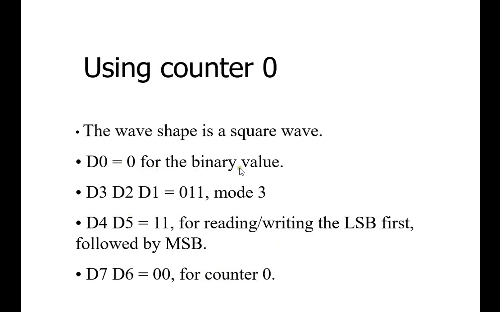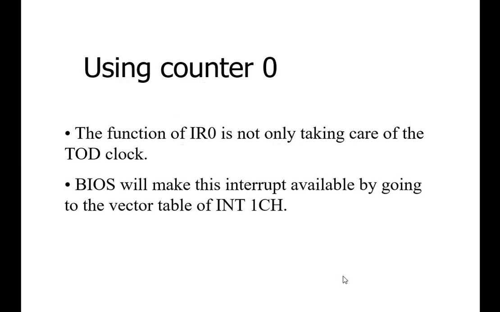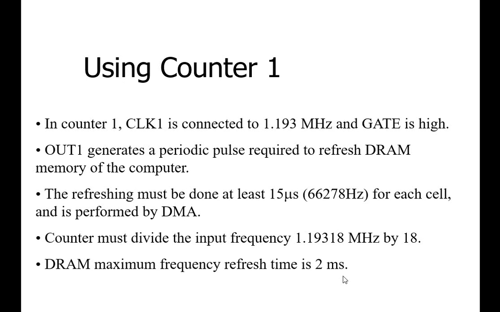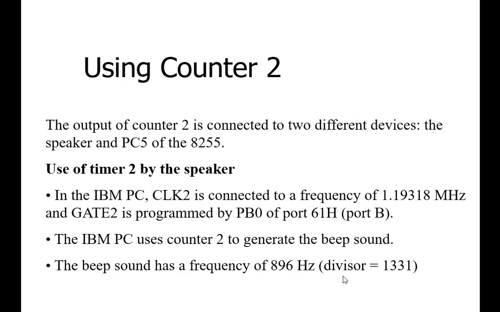Here D0 is for binary value, D3, D2 and D1 are for mode selection, D4 and D5 are for read write, and D7 to D6 are for the counter select. We have already known that. Here is some description of counter 1. And the usage of counter 2.